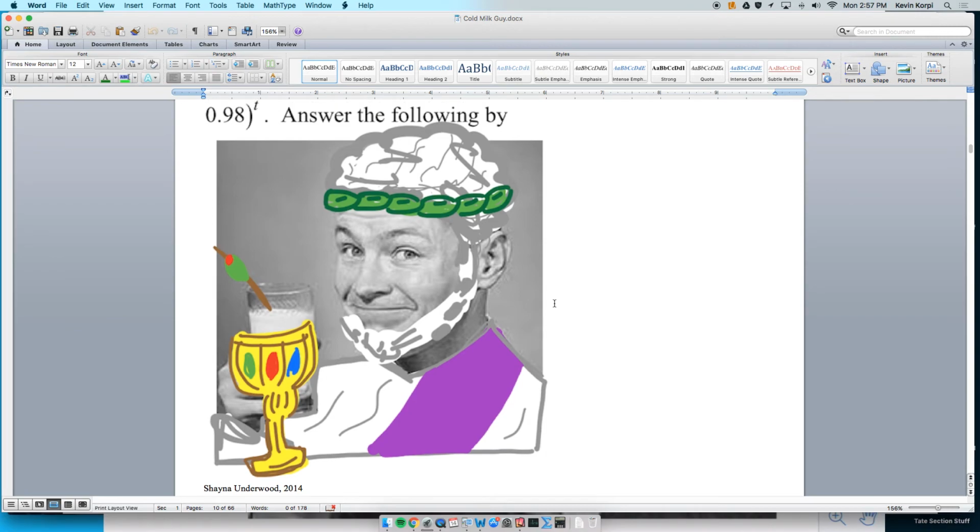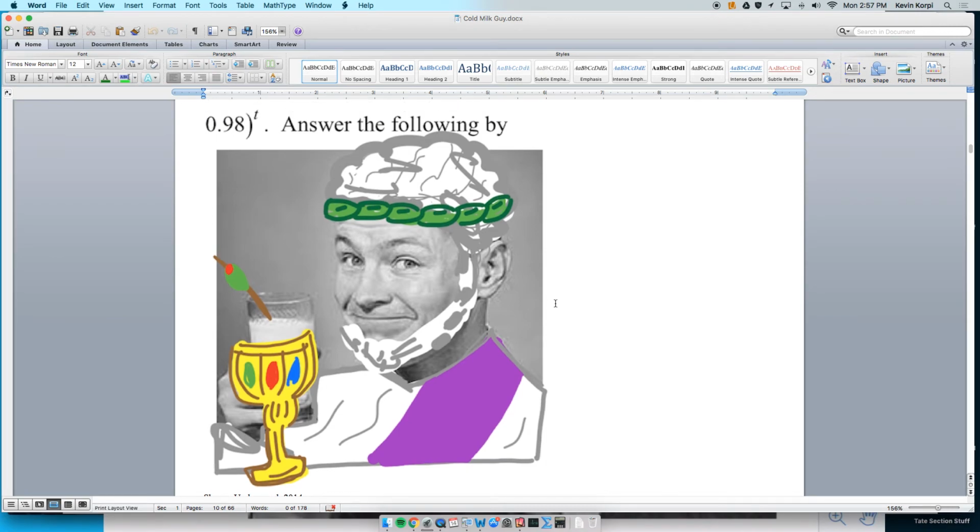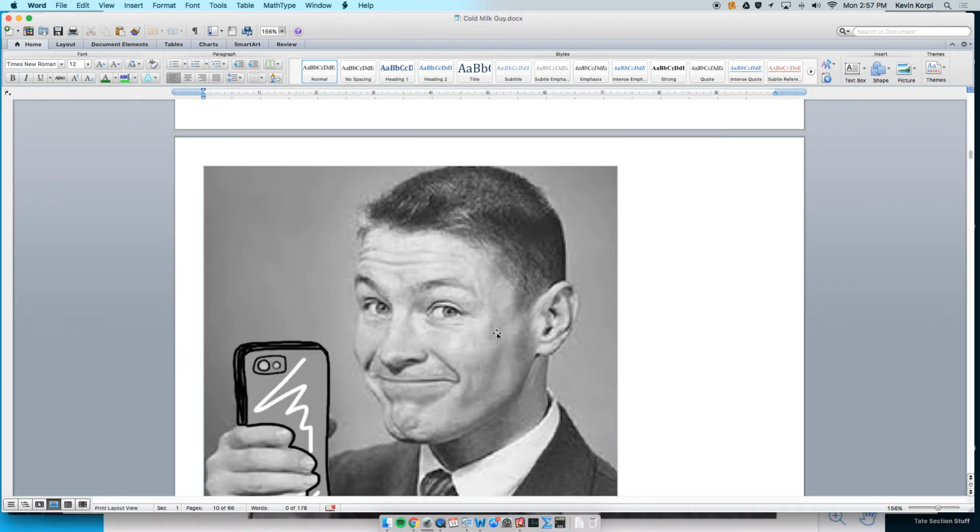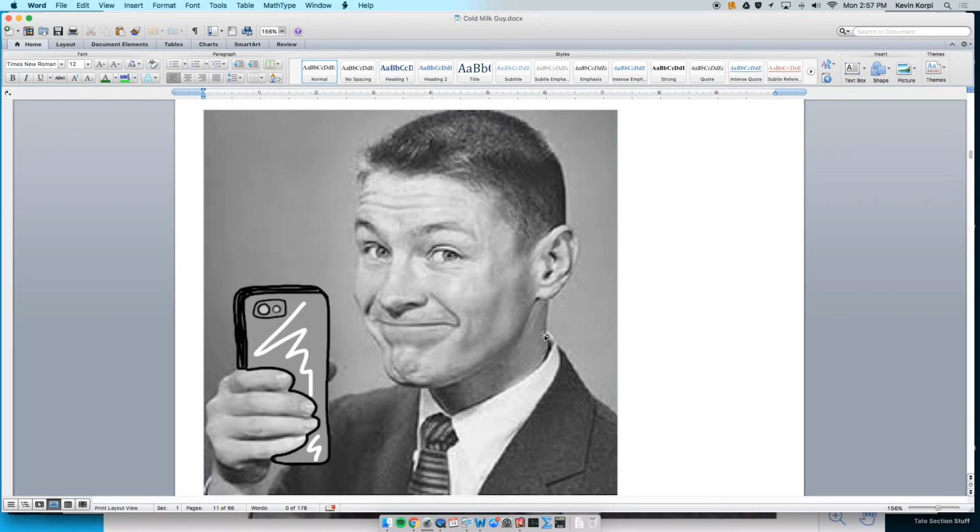This one was Shayna Underwood. Kind of gave him a nice olive in the milk, the goblet. Kind of a nice Greek look there. And this one was Lily House, who kind of kept it simple, the sign of the times, with the cell phone there. Maybe he's taking a selfie.